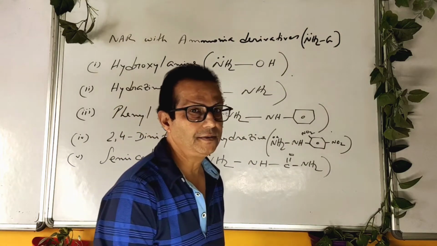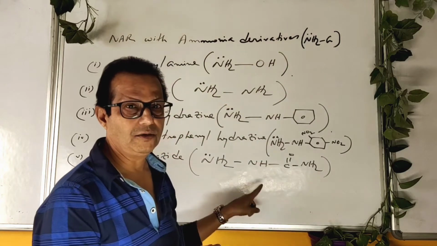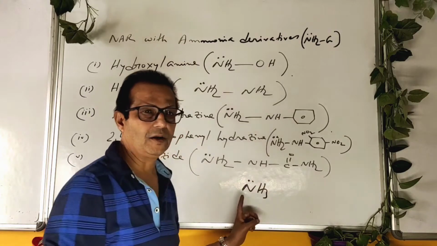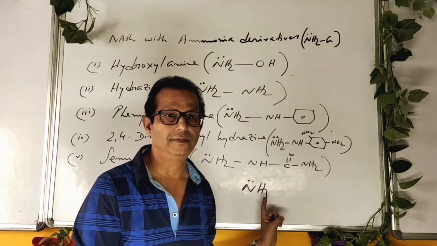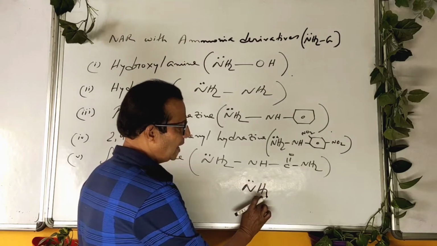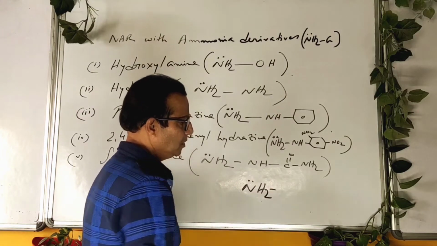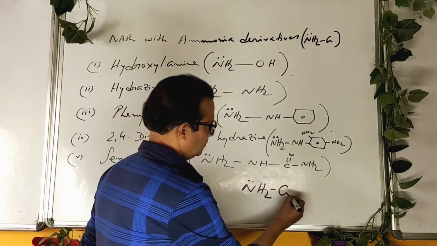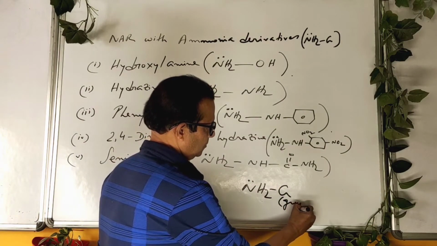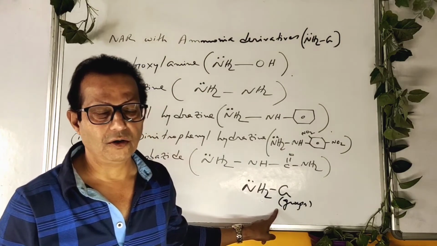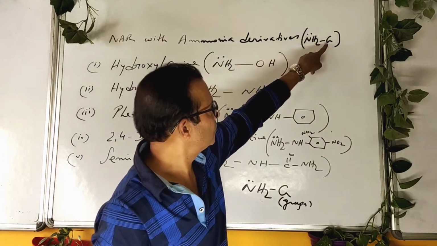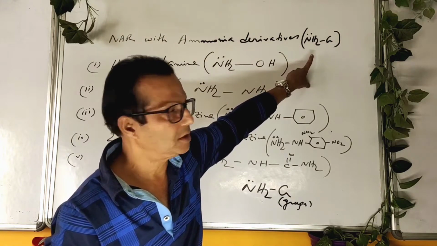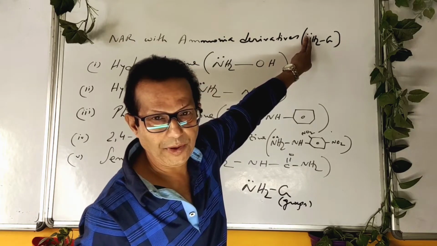Now, listen. If you consider, don't write it, okay? If you consider ammonia, nitrogen has lone pair of electrons, that's why ammonia acts as nucleophile. When one hydrogen atom of ammonia is replaced by certain groups, then the compounds are called ammonia derivatives. All the ammonia derivatives can act as nucleophile because nitrogen has lone pair of electrons.